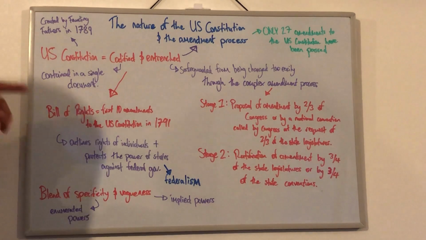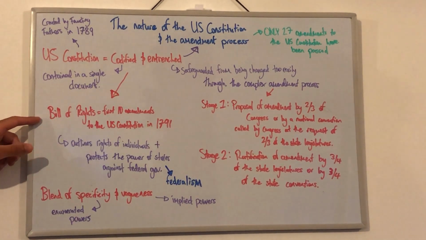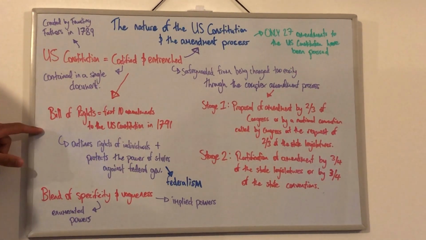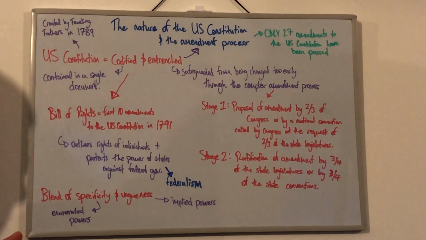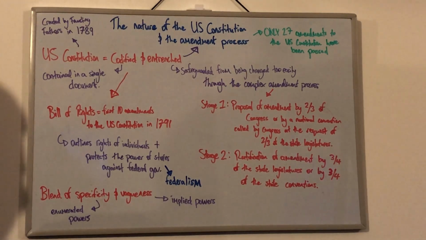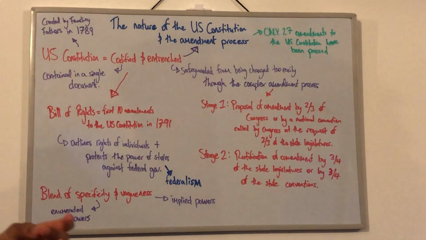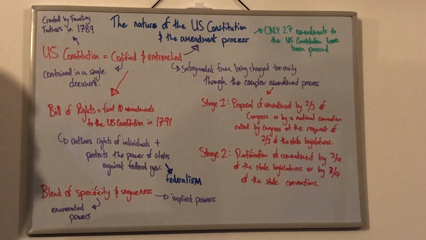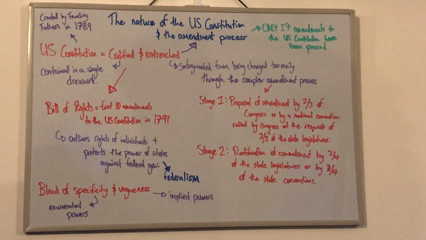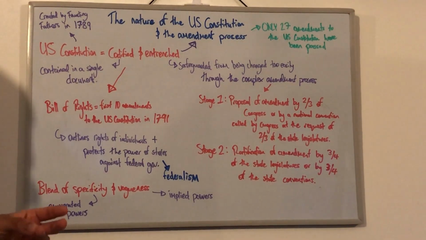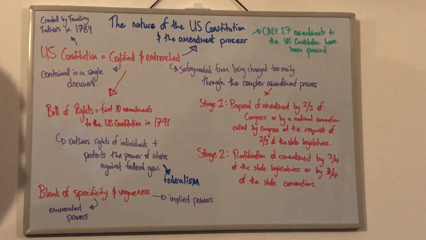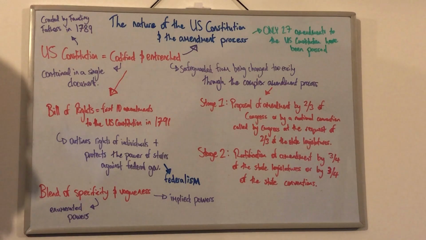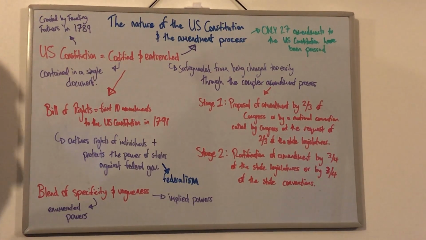So the first 10 amendments to the US Constitution, which were passed in 1791, are what we term the Bill of Rights, okay? So you've got the First Amendment, for example, which is the freedom of expression and freedom of religion. You've got the Second Amendment, which is the right for individuals and state militias to bear arms. You've got the 8th Amendment, which protects people from cruel and unusual punishment. And you've got the 10th Amendment, which outlines the powers reserved for states.